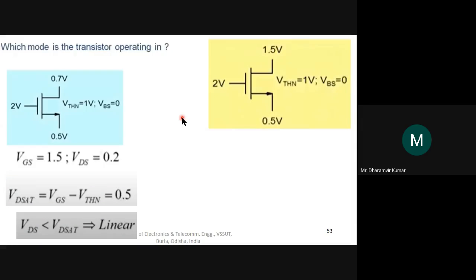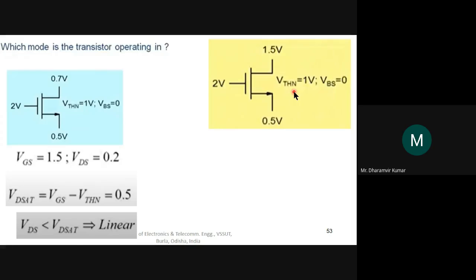This one, VG is 2 volts. Now VD is 1.5 and VS is 0.5 and the threshold voltage is 1 volt. VBS is 0. Okay. So first, whether the device is on or off. VGS is 2 minus 0.5, that is 1.5, and 1.5 is greater than threshold voltage, so the device is on, right?